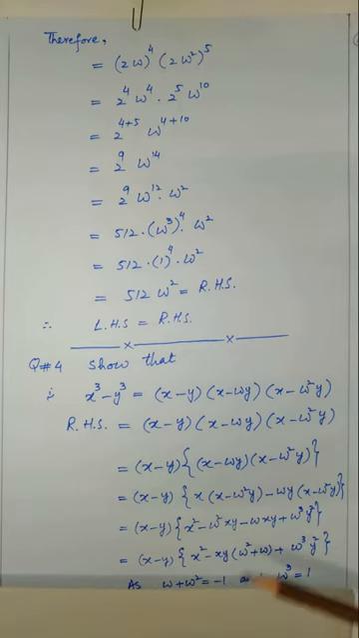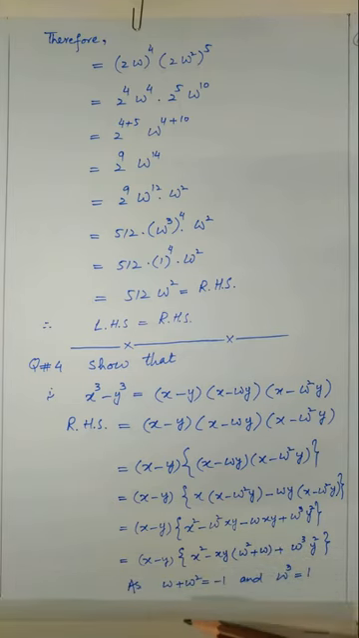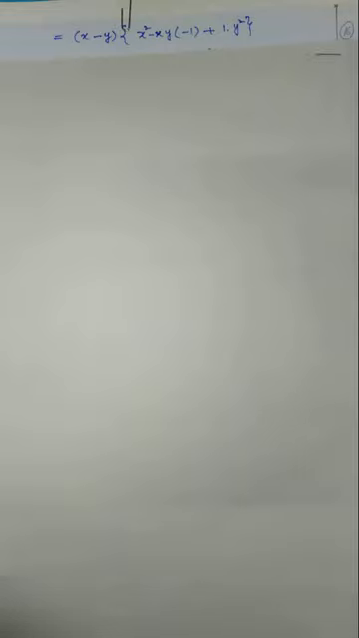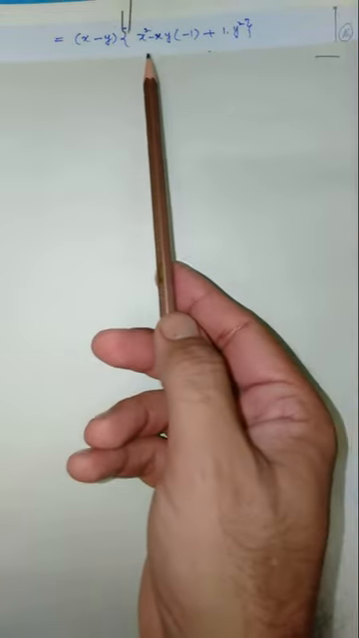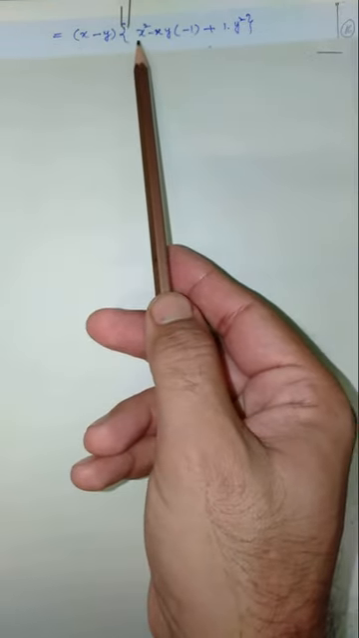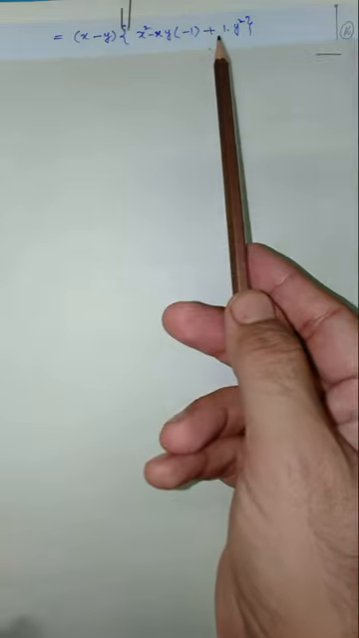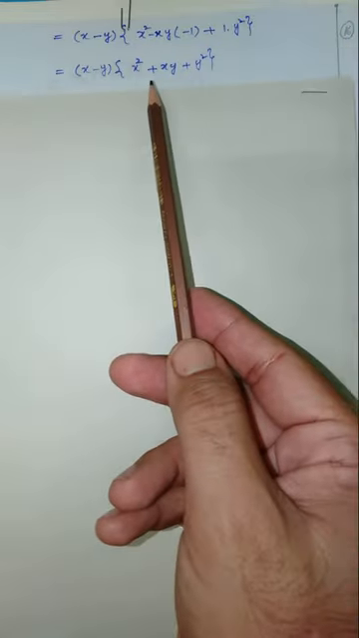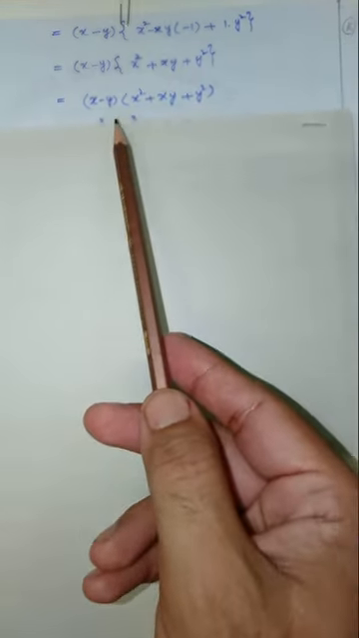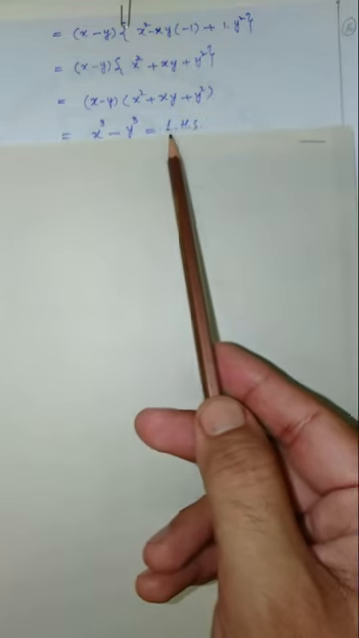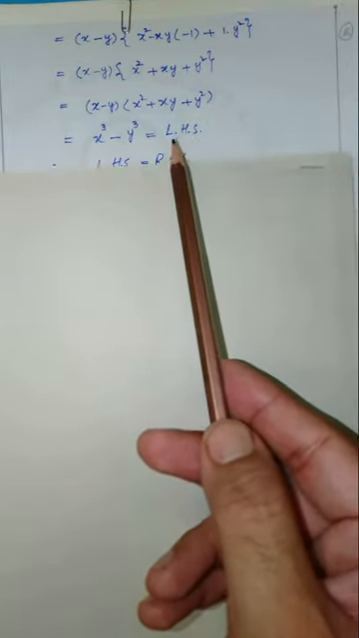Taking xy common from these two terms, as we know omega plus omega square is equal to minus 1 and omega cube is equal to 1. So putting these values, xy as it is, x square, minus into minus which is equal to plus, and 1 into y square is equal to this. This is according to the formula equal to x cube minus y cube, which is the left hand side. Hence the left hand side is equal to right hand side.